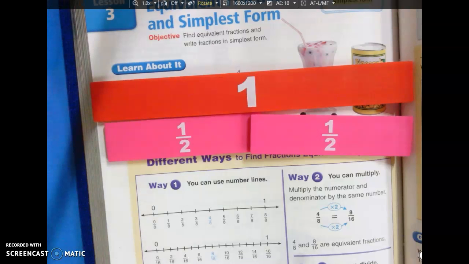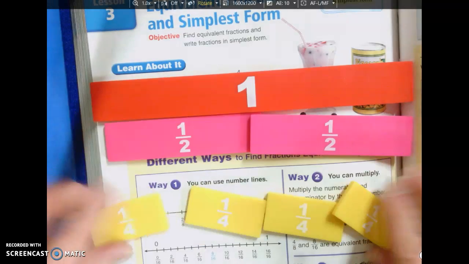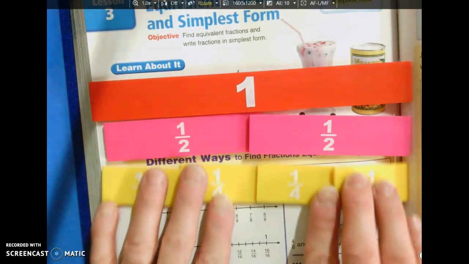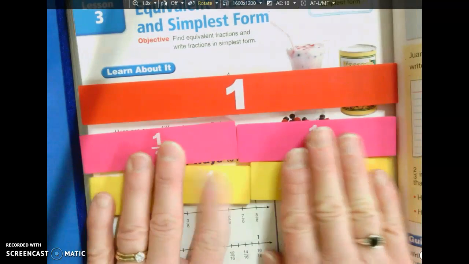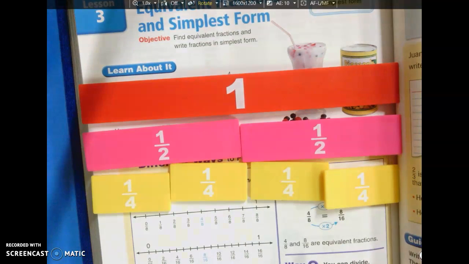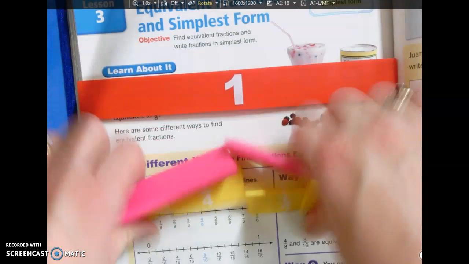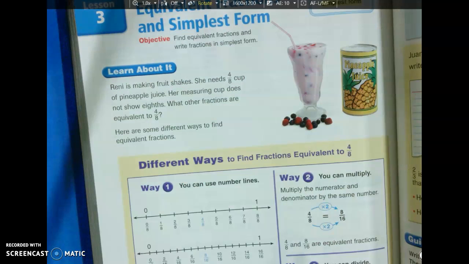All right, sort of. Now, it's not a flat surface, so it's not going to look as perfect as if it was a flat surface. But if I have 4/4, you can see that that is the whole stick. So anytime my numerator and denominator are the same number, I am dealing with one whole.